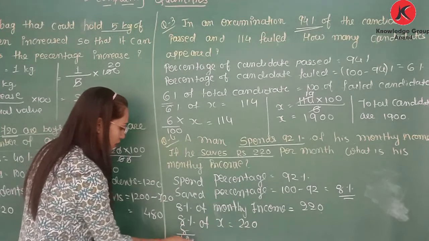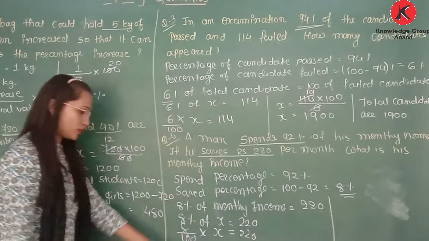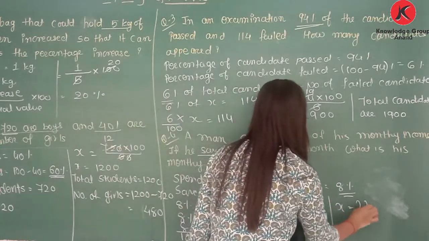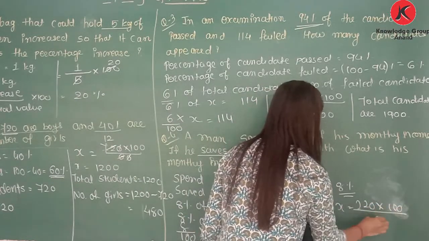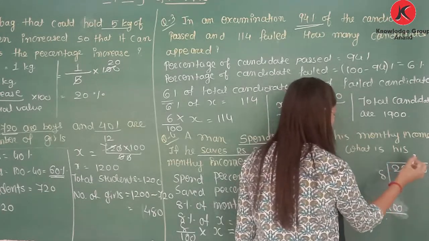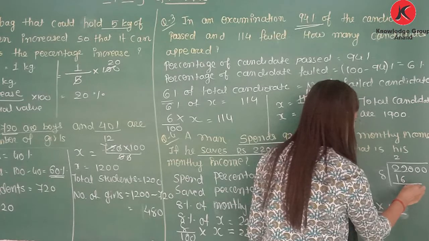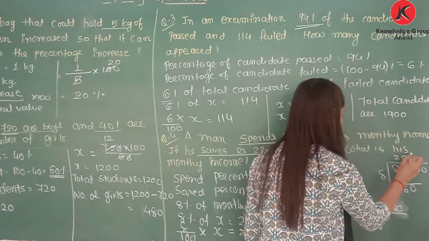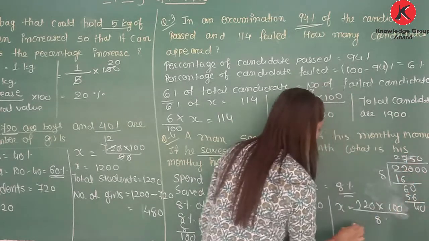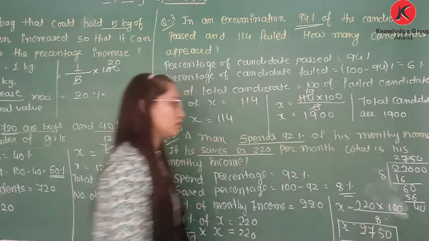Now 8 by 100 of means multiplication, 8 by 100 times x equals 220. Now we need to find x, so take 100 in multiplication and divide by 8. So it is 2750, that is the monthly income.